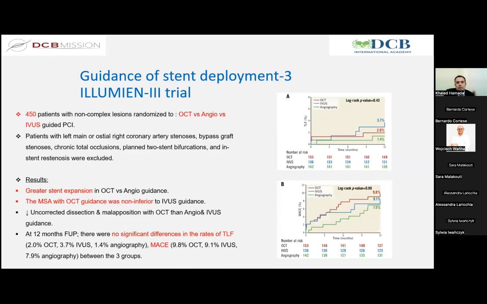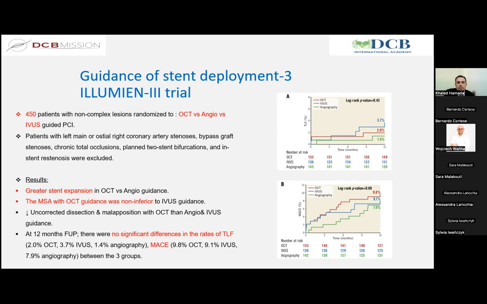The ILUMIEN III trial was a randomized controlled trial that compared OCT to IVUS to angio-guided PCI. They included 450 patients with non-complex lesions. So they excluded patients with left main or right coronary artery stenosis, bypass graft stenosis, CTOs, and the plan to stent bifurcation and in-stent stenosis.